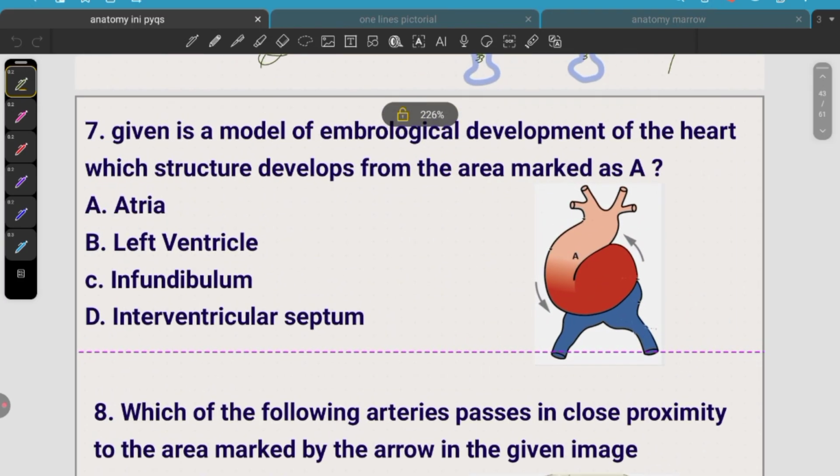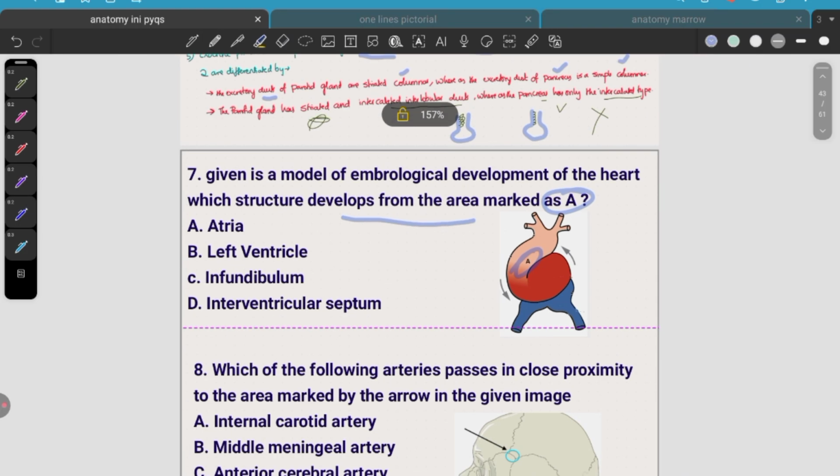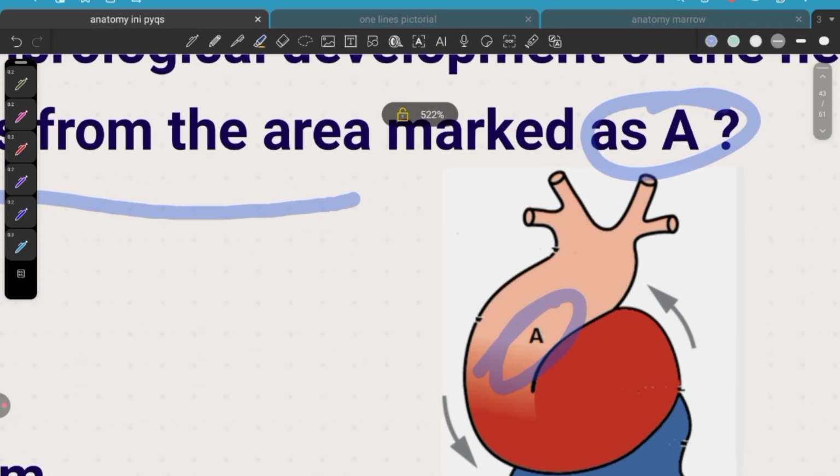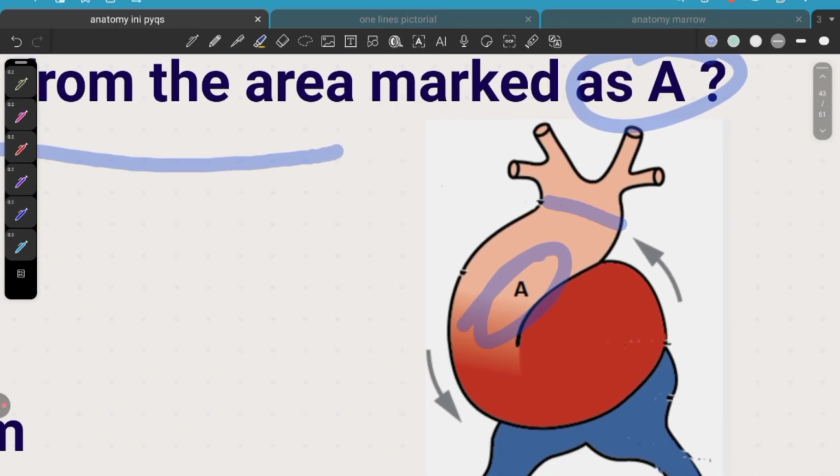Next, seventh question. Given a model of embryological development of the heart, which structure develops from the marked A? They have marked this one. What is that contributing to, they're asking. So it is the C. This is the bulbus cordis.